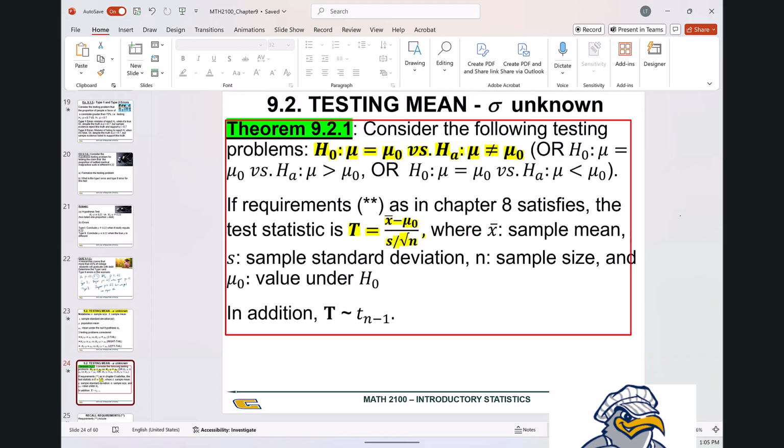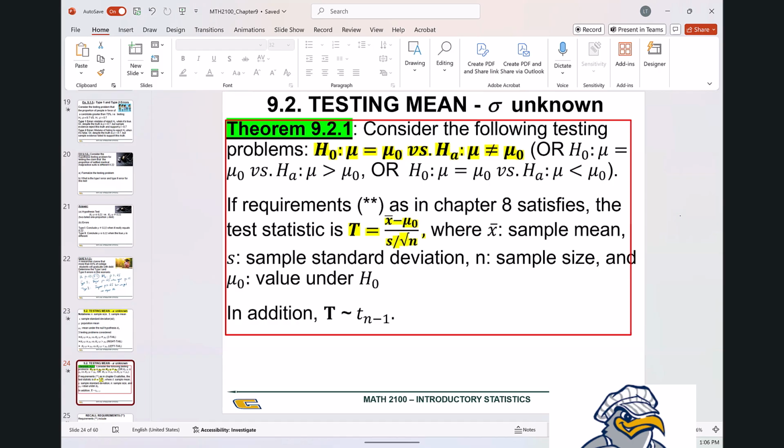Okay. So in the case of unknown sigma, which is most of the case, right? In reality, the population variance is unknown. And if we test this problem, either the two-tail test, H naught mu equal mu naught versus HA mu different from mu naught, or H naught mu equal mu naught versus HA mu greater than mu naught, which is the right tail, or either the left tail, right?